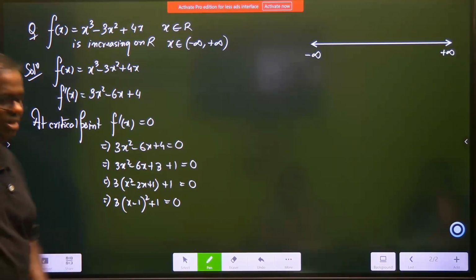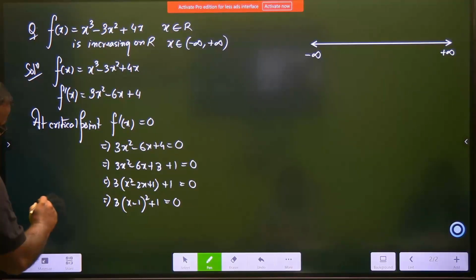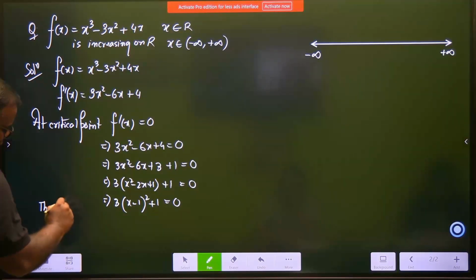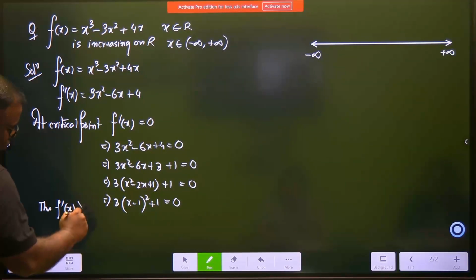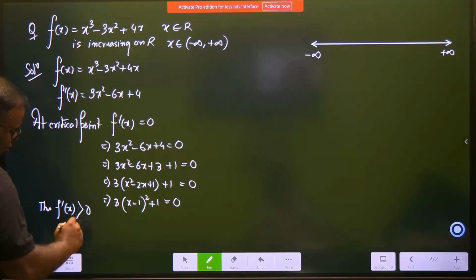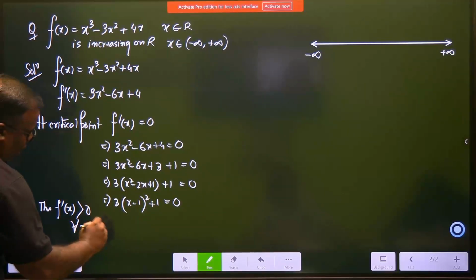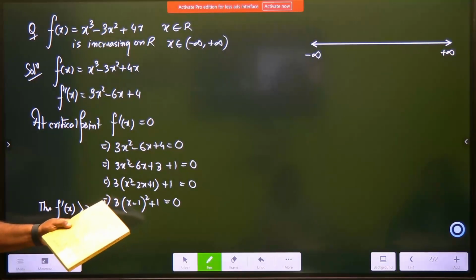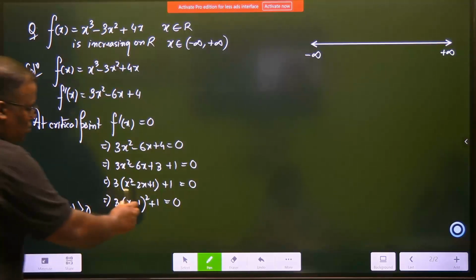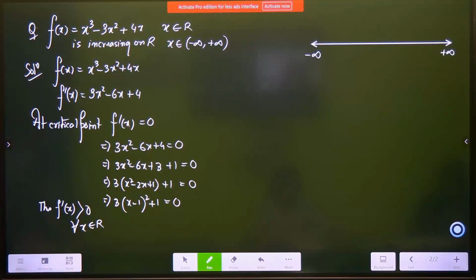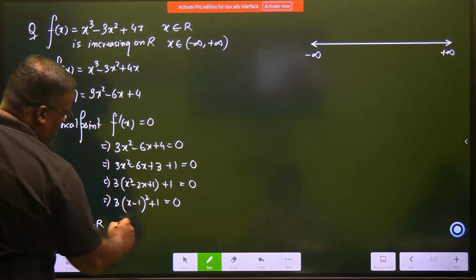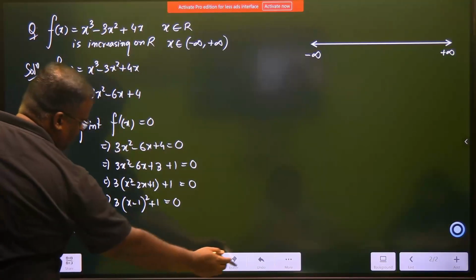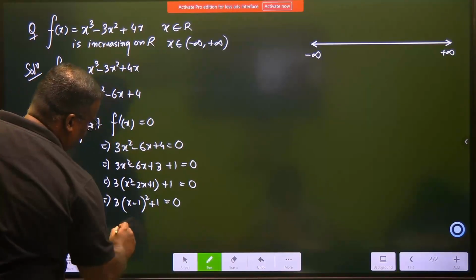We write, thus f dash x is always greater than 0 for every x belonging to R. Did you get the logic or not? Tell me. Whenever you get x minus 1 whole square, for any value it is greater than 0. Therefore we can write f(x) is increasing on R.